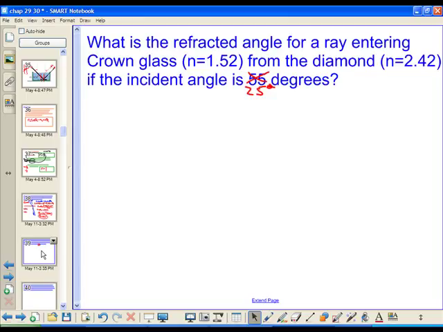Actually, after this, you can go. I got the answer, Mr. Rizzo. Okay, what did you get for a final answer? 15.4. It's got to be bigger than 25.